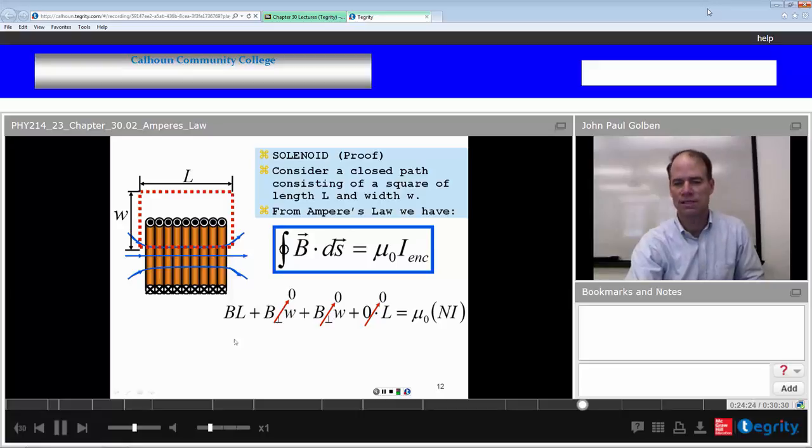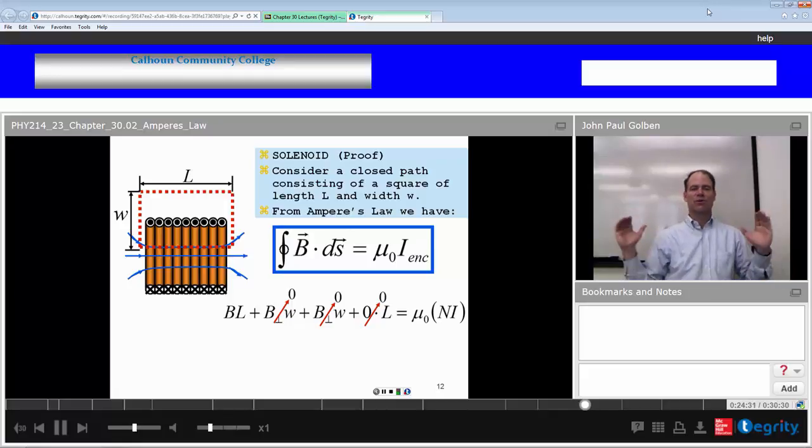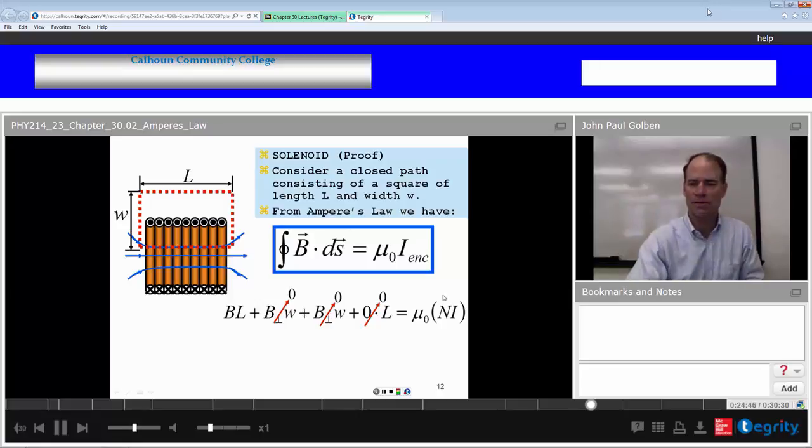So 3 of these terms are 0, and we end up with just BL equal to mu naught times the total current enclosed in our square. That's not just one I, that is N I, how many I's we have in all these loops. So we have N of those I's going through our square, and that's why our total current enclosed is N times I.